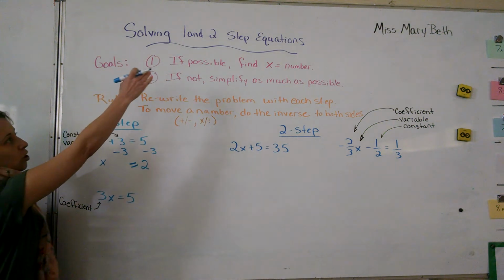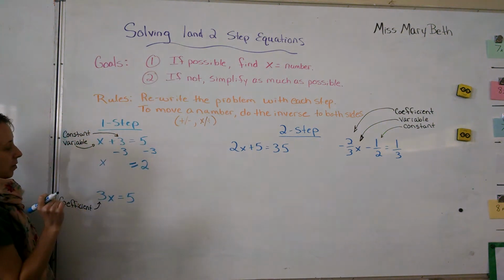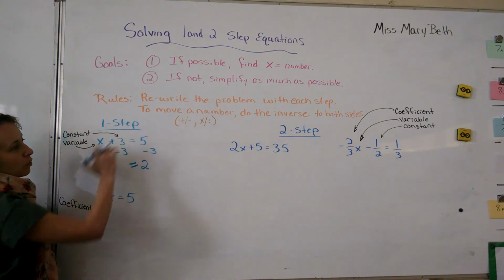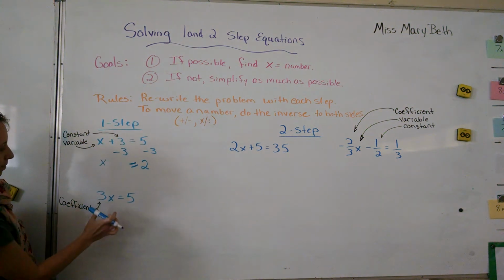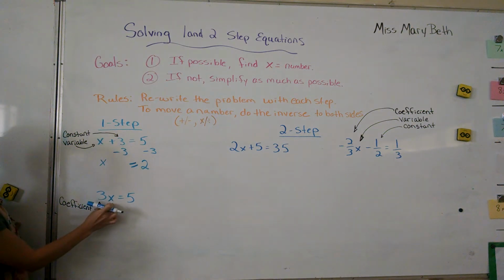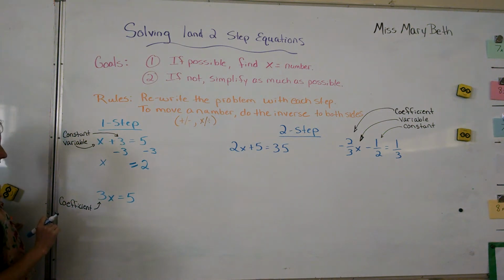We want to solve again. Our goal is to get down to x equals a number. We want to rewrite the problem with each step. And to move numbers, we're going to do the inverse. So let's see here. I want to get to x equals something. But x right now is times 3. It has a coefficient.